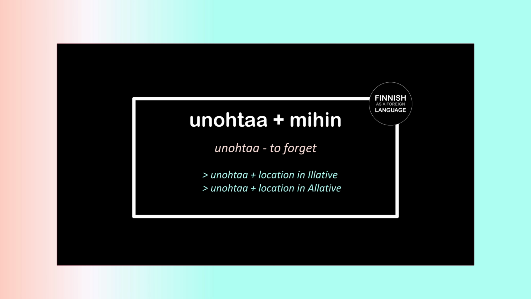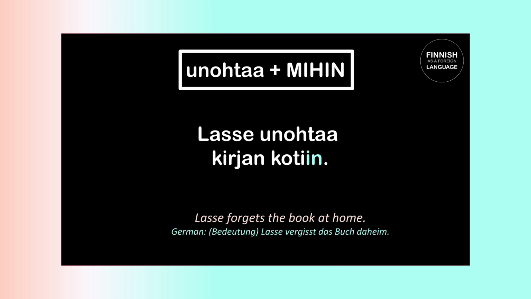In Finnish, when we want to say we forgot something somewhere, then the place where we forgot something has to stand in the illative case or the allative case. Here's one example. Lasse unohtaa kirjan kotiin means Lasse forgets the book at home. So unohtaa here is the third person singular of the verb unohtaa, which means to forget. Kirjan here is standing in the genitive case, meaning the book, and kotiin here is the illative case of koti. Lasse unohtaa kirjan kotiin. Lasse forgets the book at home.